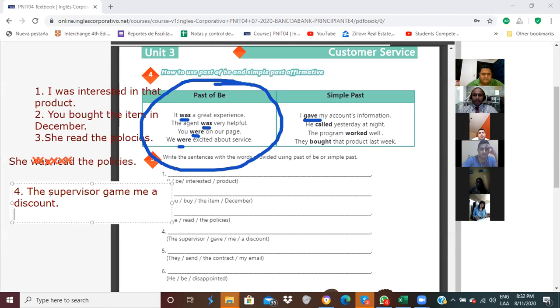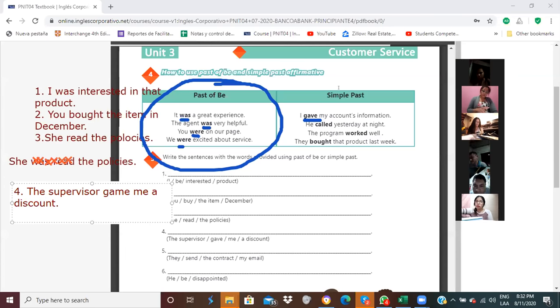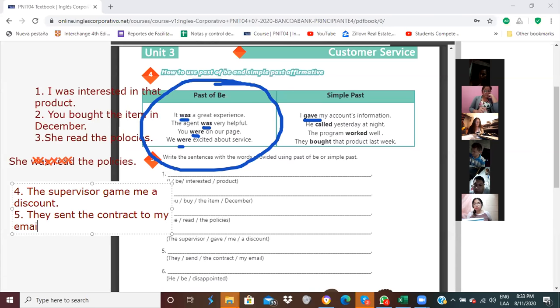Number 5. Carla Beatriz. Number 5. They sent the contract to my email. Perfect. That is correct. Carla, they sent the contract to my email. Ding, ding, ding. Good, Carlita.